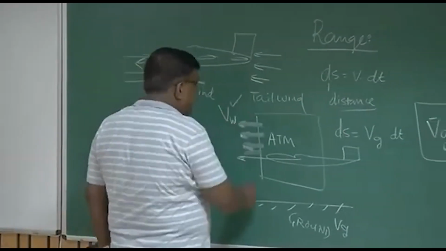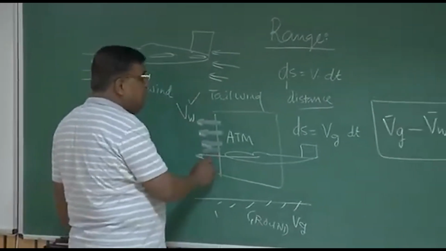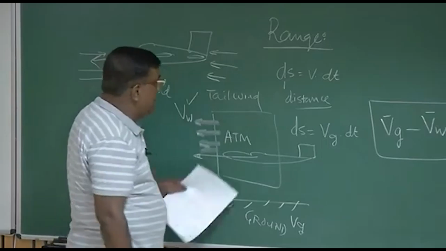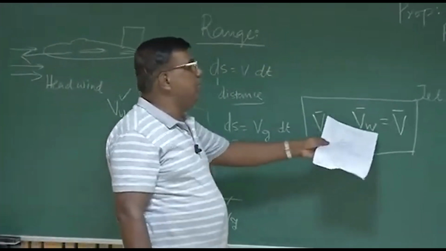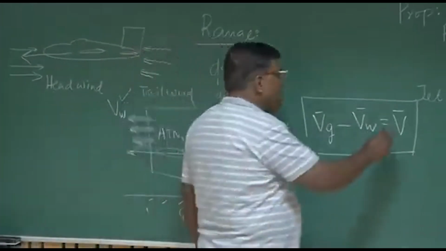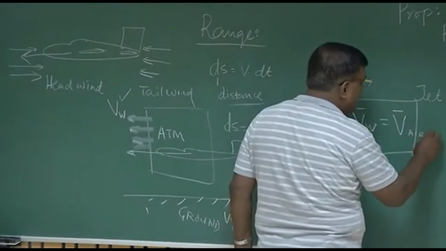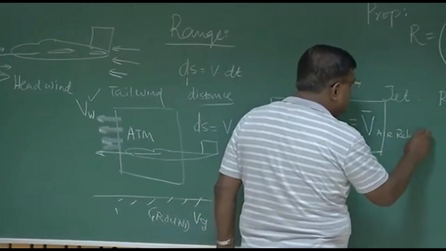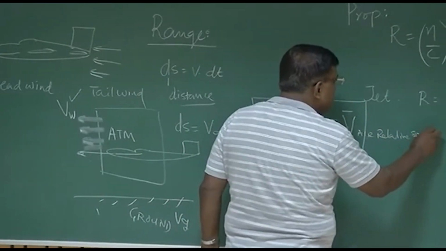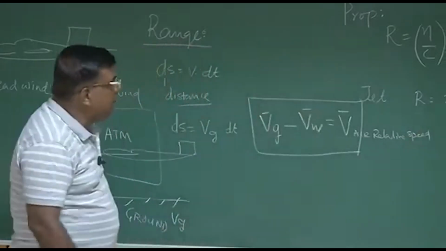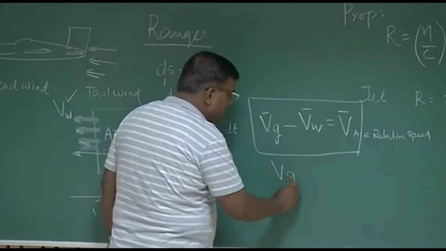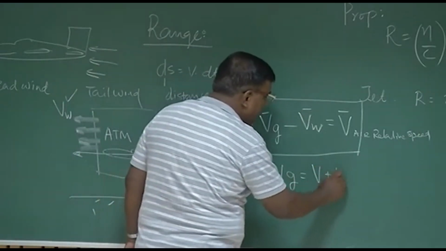Since Vw is also a reference to the ground and Vg is also reference to the ground, I can easily write Vg minus Vw will be air relative speed of the vehicle. This is air relative speed. There is no doubt. So what is Vg? So Vg is actually V plus Vw.